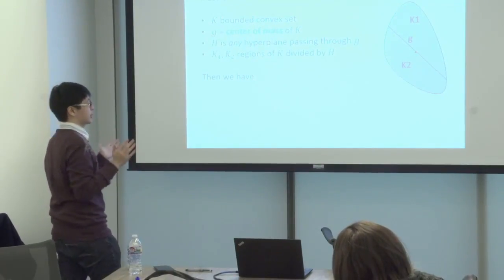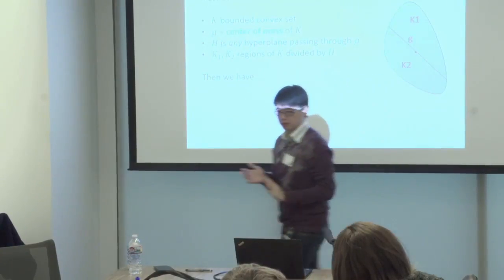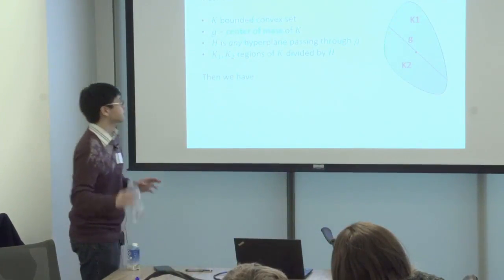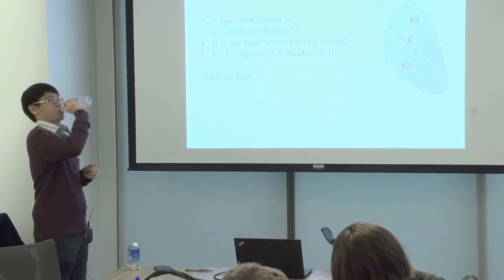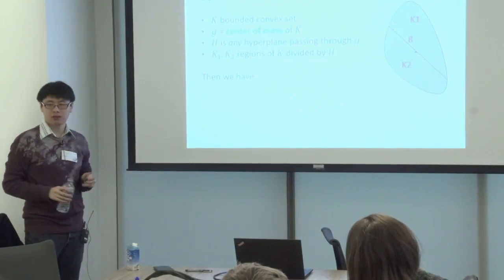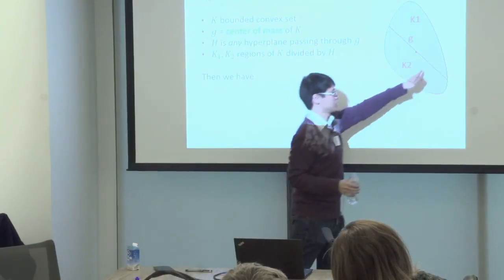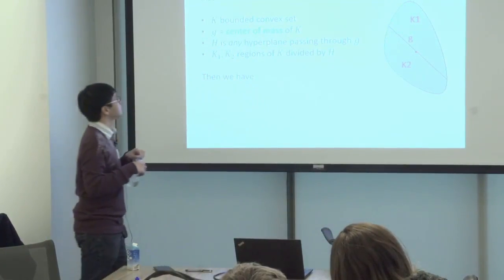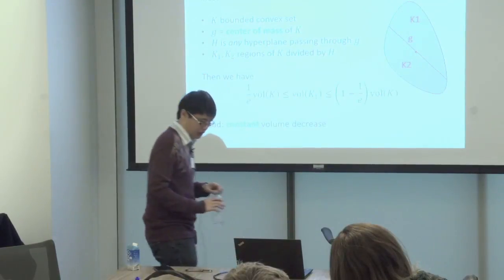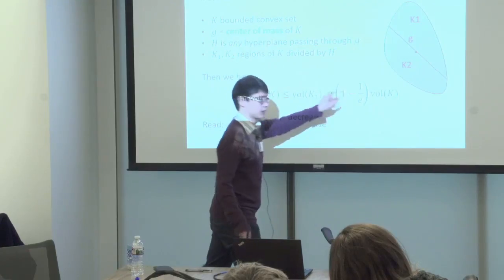If you have a convex set, and you find a hyperplane passing through the center of gravity, a standard fact in convex geometry says that you have a constant fraction of volume for each of the two subsets. So any hyperplane passing through the CG, center of gravity, is going to divide the two halves in a ratio between 1 over e and 1 minus 1 over e.